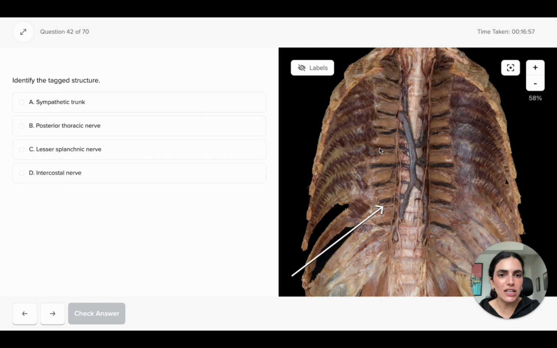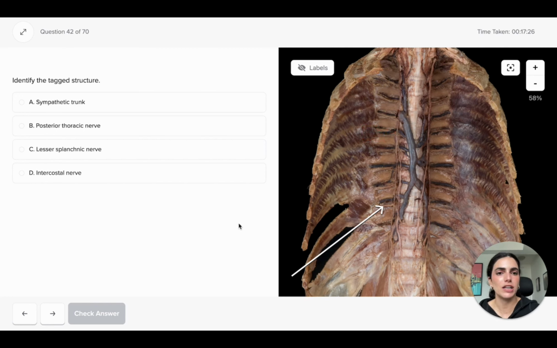We can also see along the right side here a few veins that are draining directly into that azygos vein. These veins are running within the intercostal spaces, in between the ribs. We have a rib here, a rib here, and another rib here, and in between the ribs, right over here, we have a vein and also a nerve running in between this space. This space is specifically called the intercostal space.